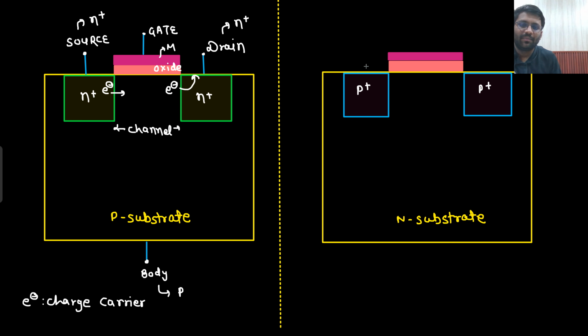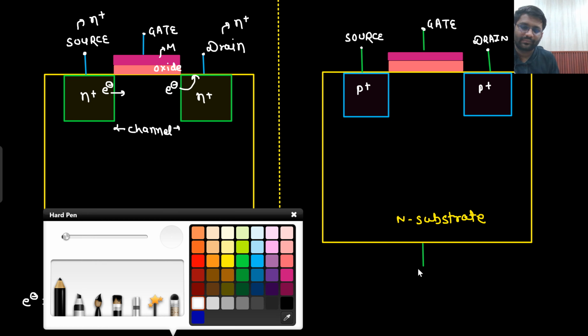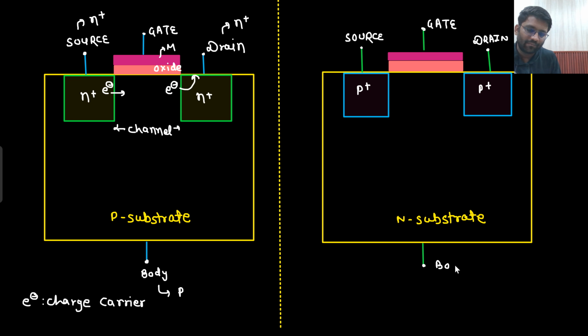Let's give the naming to the nodes. This is source, this will be your gate, and this will be your drain. Source, drain, and gate. And this is your body. Okay, right? And this will be your channel.